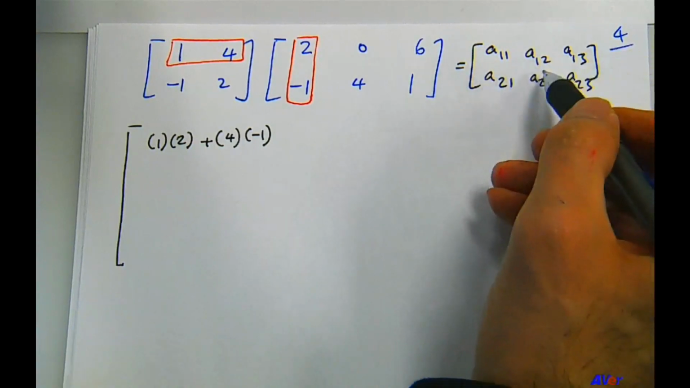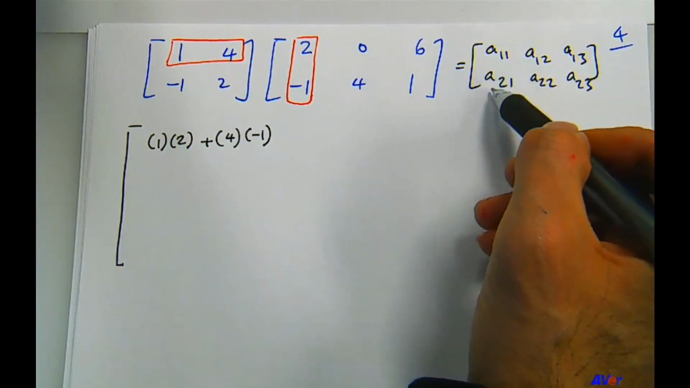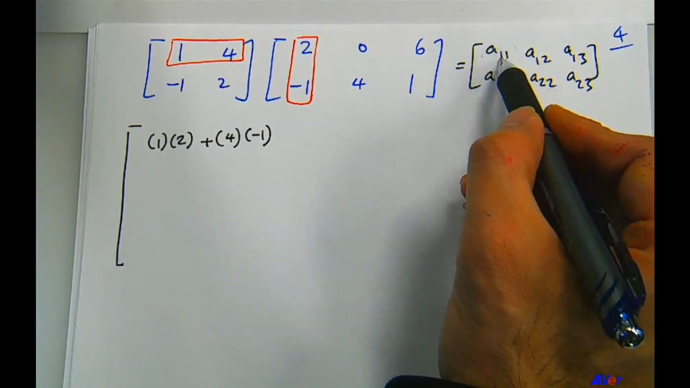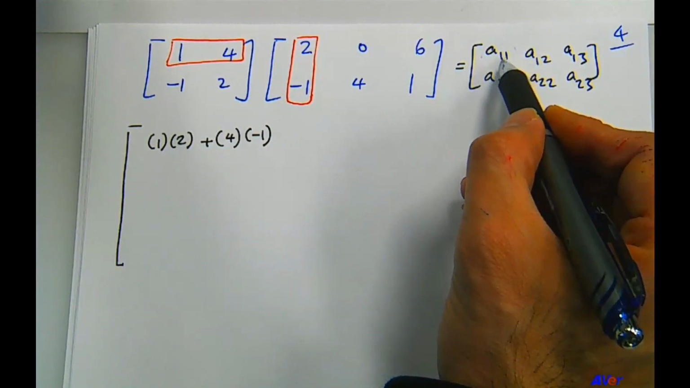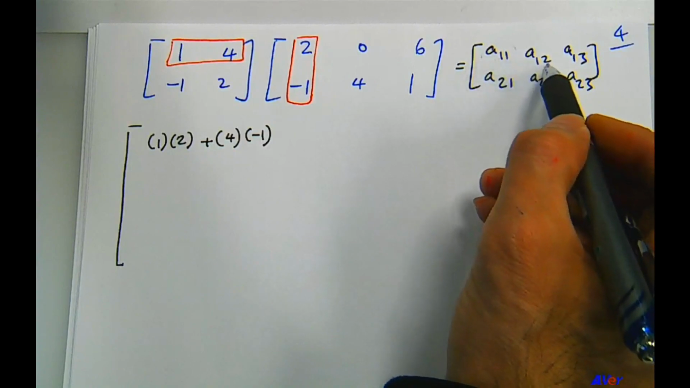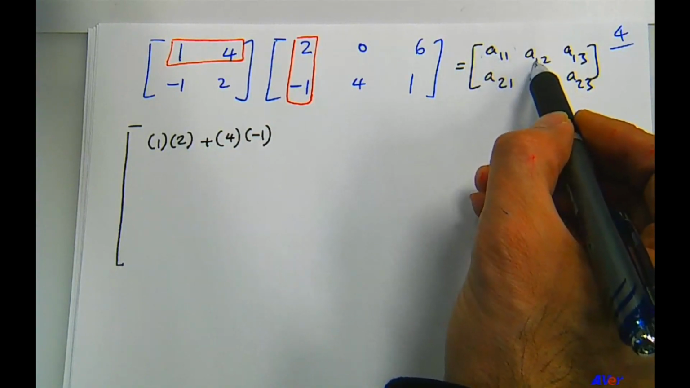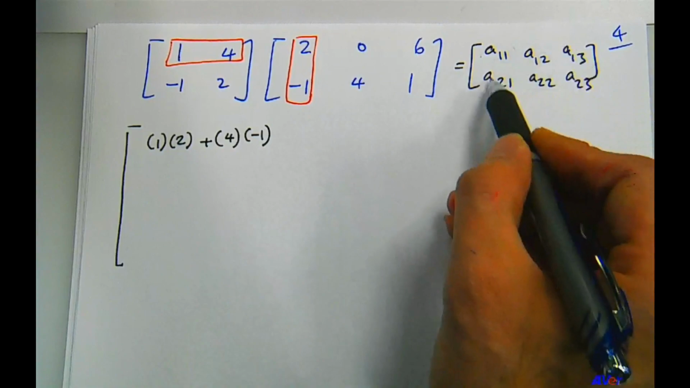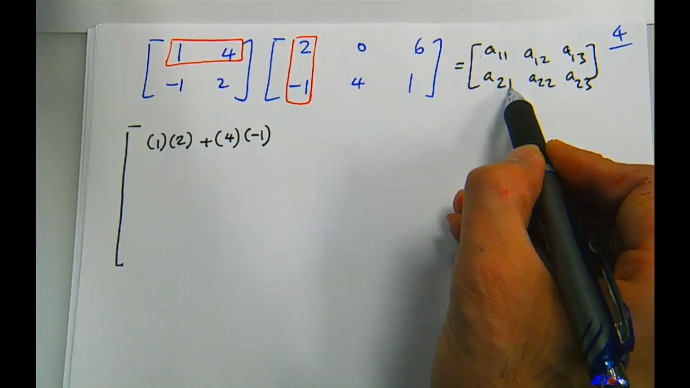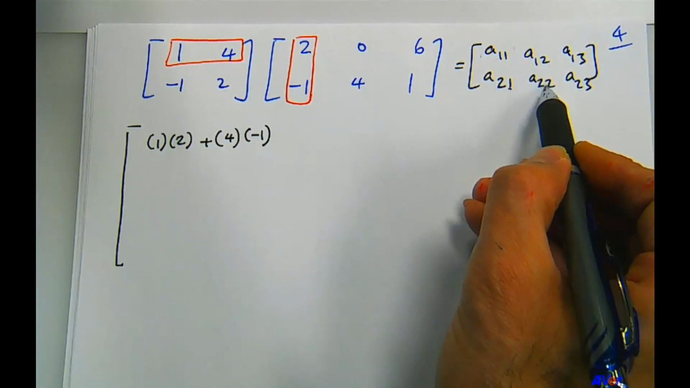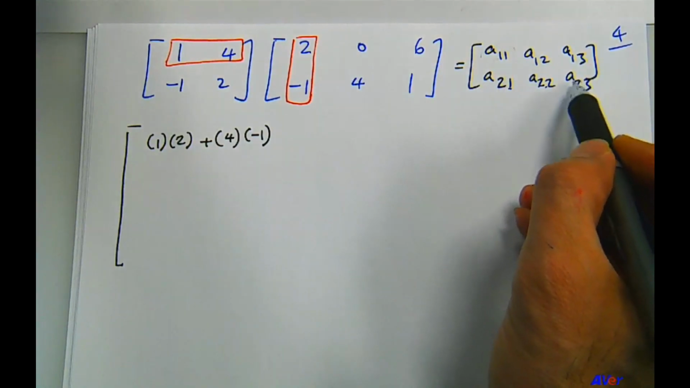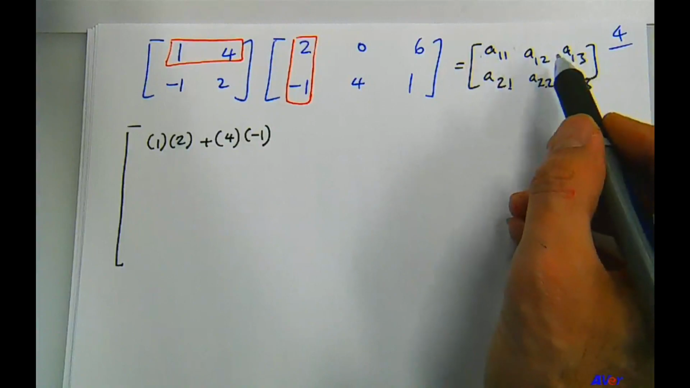And if you're wondering what I'm doing here, this is the conventional matrix notation. This is saying that this number is in row 1, column 1. That's why A11. A12 means this number is in row 1, column 2. A13 means this number is in row 1, column 3. So this number is in row 2, column 1, row 2, column 2, row 2, column 3. It's just giving the position of that number within the matrix.